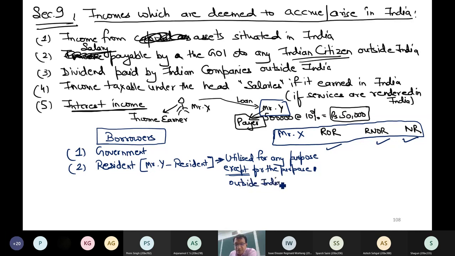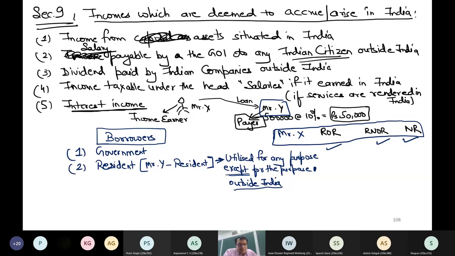Now what is the technicality involved here is that Mr. X is an income earner. He has given 5 lakh to Mr. Y. Y is a borrower, so Y will give 50,000 to Mr. X. Now the question arises, is this 50,000 taxable in the hands of Mr. X or not? Assuming Mr. X can be ROR, RNOR and NR. What is the answer?